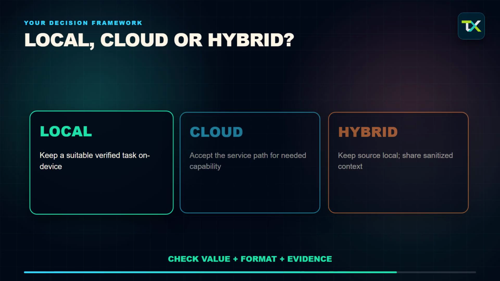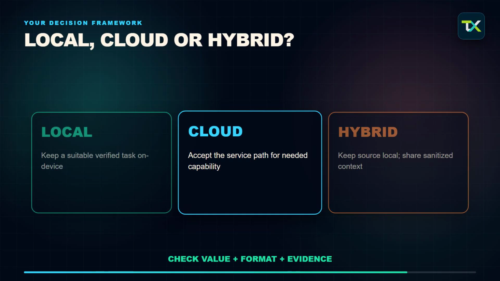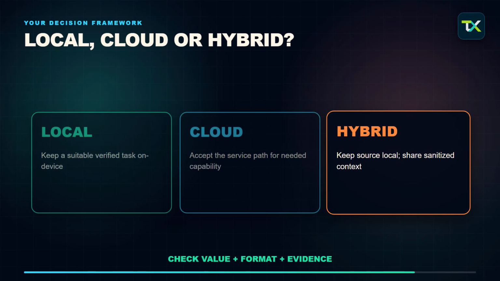Use a local workflow when suitable hardware and a verified local configuration meet the task, and the source file should remain on the device. Use a cloud workflow when you accept the service's data path and need the capability or convenience it provides. Consider a hybrid workflow when sensitive source material can stay local while only sanitized, non-sensitive context is sent elsewhere. Whichever path you choose, find an answer key or review rule for important work. Check the value, the format, and the evidence, not just whether the response sounds confident.